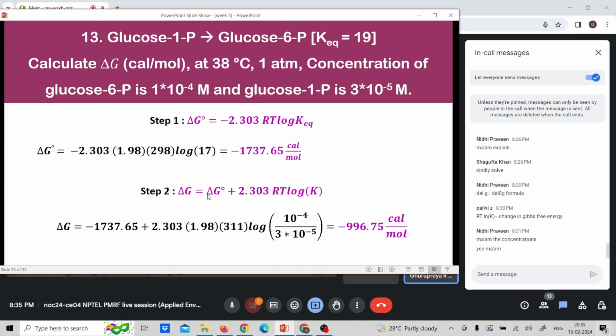del G is equal to del G naught plus 2.303 R, again 1.98. I have given 38 degrees Celsius, so it will be 311 Kelvin, and the K value will be 10 to the power minus 4, which is the product concentration divided by the reactant concentration. When you get that, that will be the del G value. Is this clear?